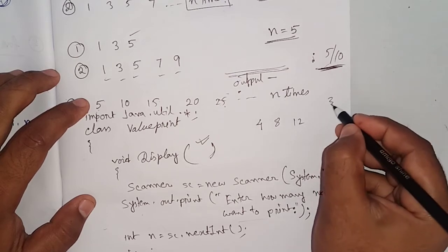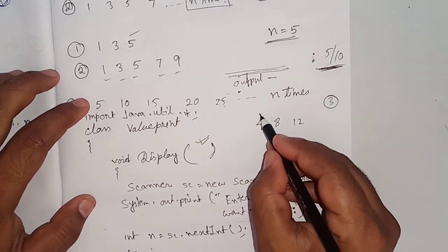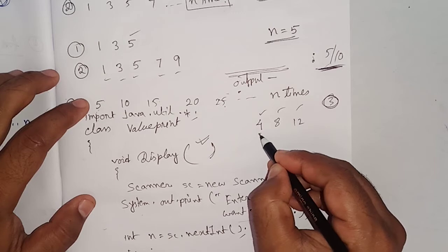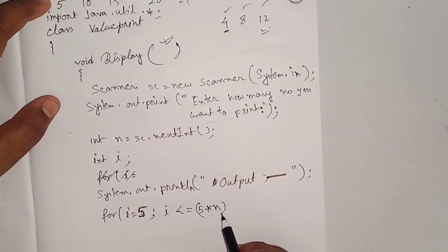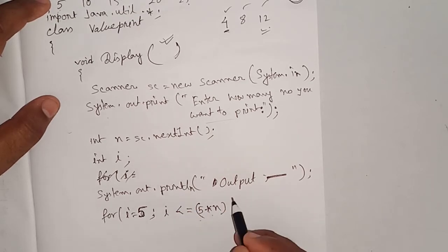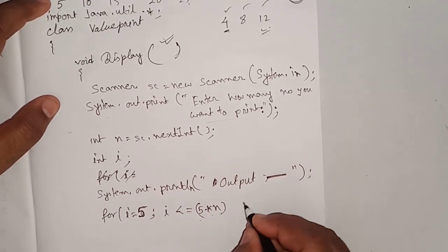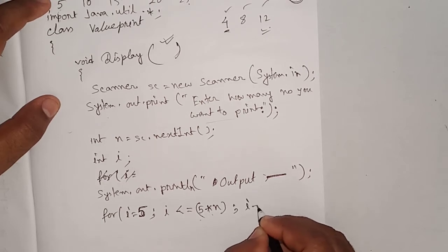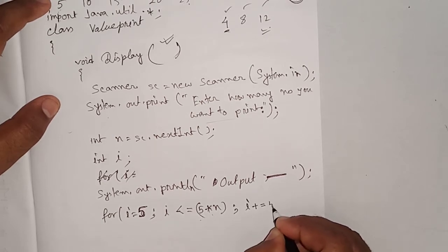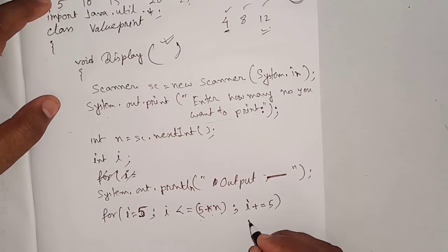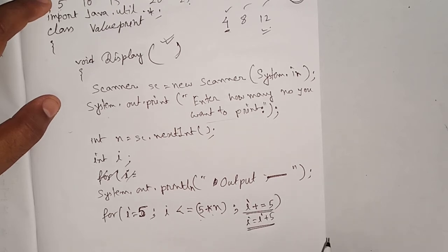So if I say 3 times, 3 means 1 2 3. So 3 into 4, if you calculate, you get 12. That's why 5 into n. If you directly write n, it will print one time, because 5 is the starting value and 5 is the ending value. Then i plus equal to 5 you can write, or you can write i is equal to i plus 5. Both meanings are the same.